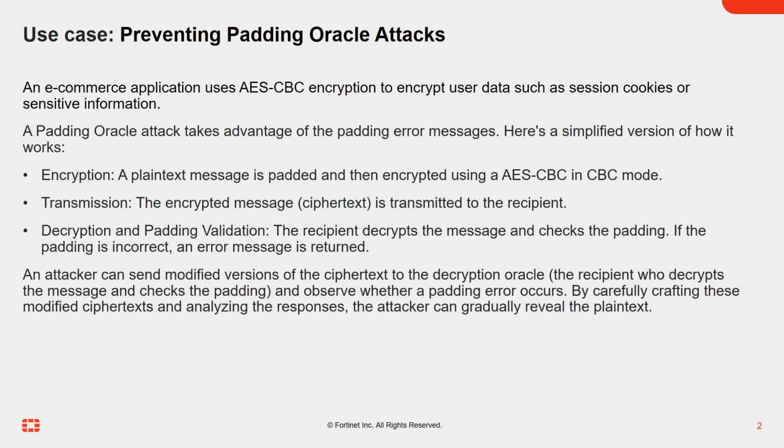In this attack, an encrypted or ciphertext message is sent to the recipient, who decrypts it and validates the padding. If the padding is incorrect, an error is returned. The attacker modifies the ciphertext and observes the system's responses to these changes. By systematically analyzing padding errors, the attacker can slowly uncover the original plaintext.